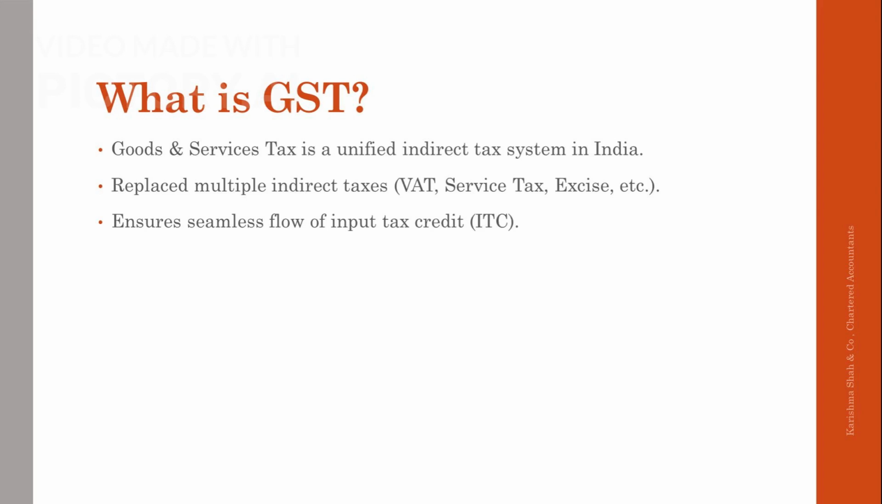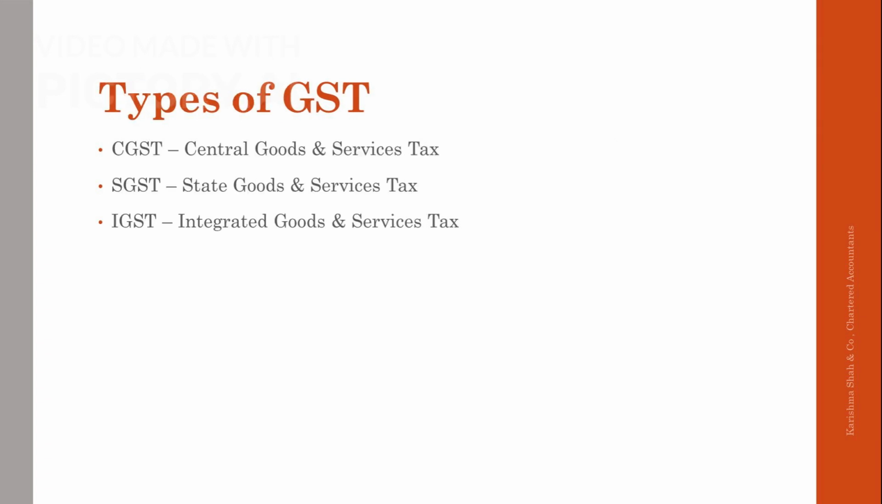GST, or Goods and Services Tax, is a unified indirect tax system in India. It has replaced multiple indirect taxes like VAT, service tax, and excise, ensuring a seamless flow of input tax credit, or ITC, across the country. There are three main types of GST: CGST, which stands for Central Goods and Services Tax; SGST, or State Goods and Services Tax; and IGST, which is Integrated Goods and Services Tax. Each type plays a crucial role in the taxation system.